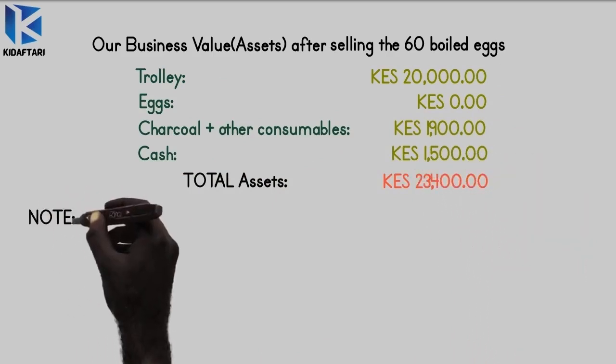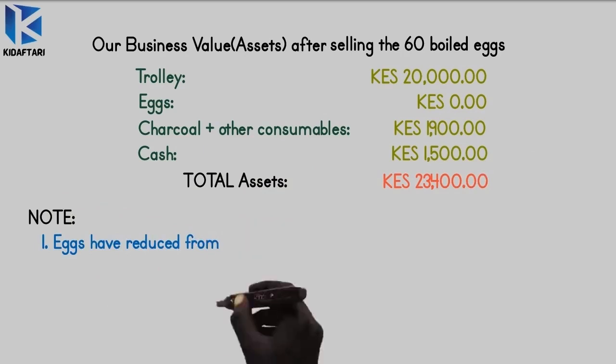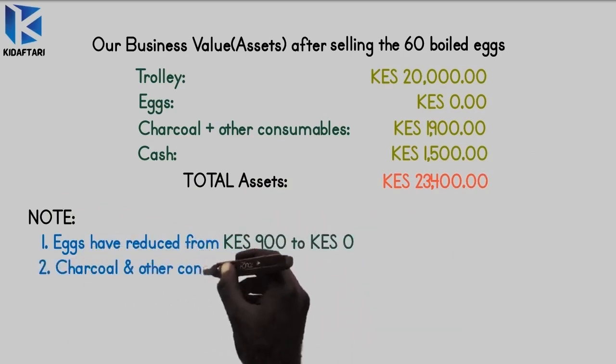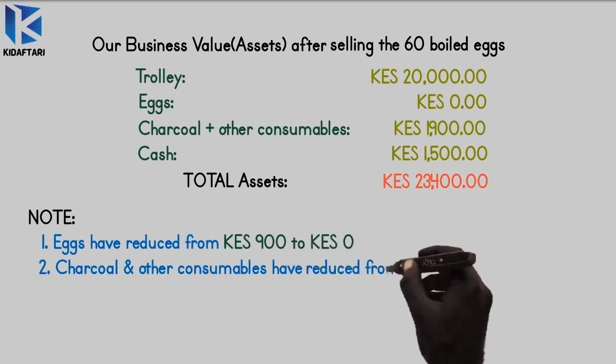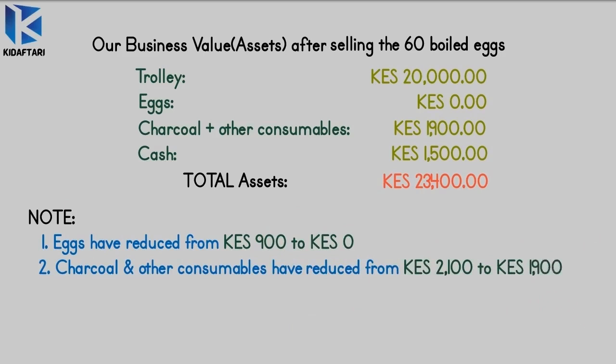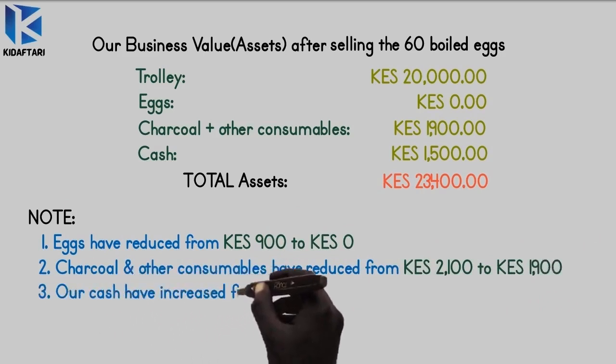Note: eggs have now reduced from 900 shillings to 0. Charcoal and other consumables have reduced from 2,100 Kenya shillings to now 1,900 Kenya shillings. Our cash has increased from 0 to 1,500 Kenya shillings.